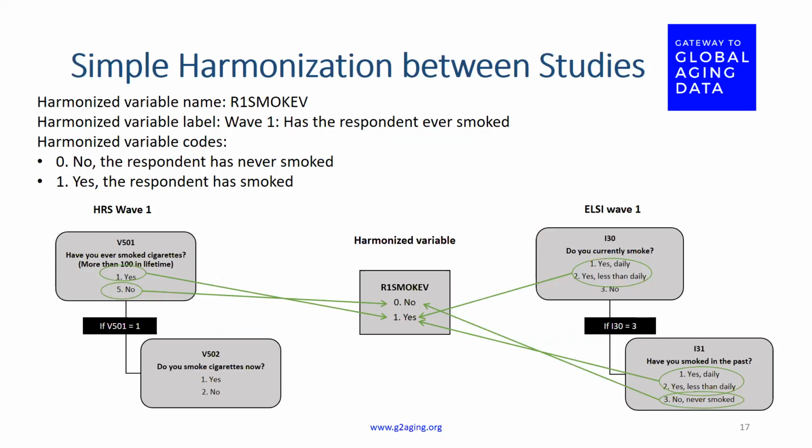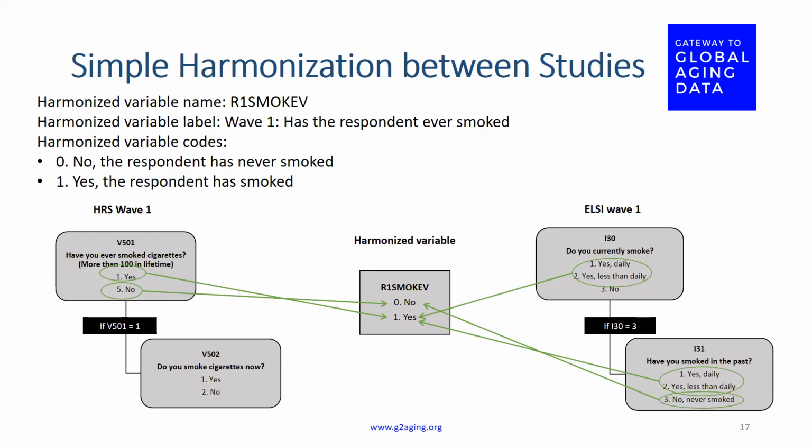Here's a pretty simple example of accounting for survey skip patterns to create a harmonized variable. We want to create R1 smoke ev, which indicates whether the respondent has ever smoked in wave 1, with a 0 meaning the respondent has never smoked, and a 1 meaning the respondent has ever smoked.